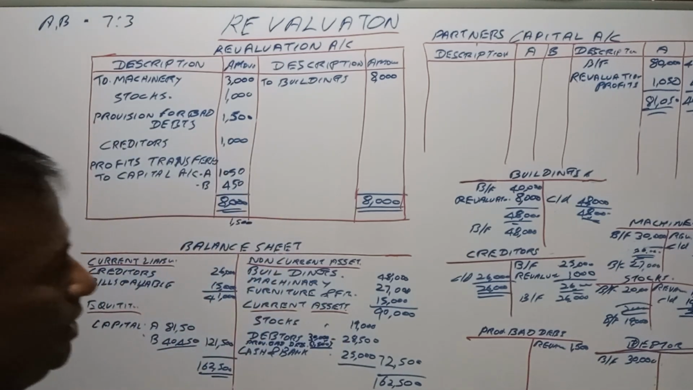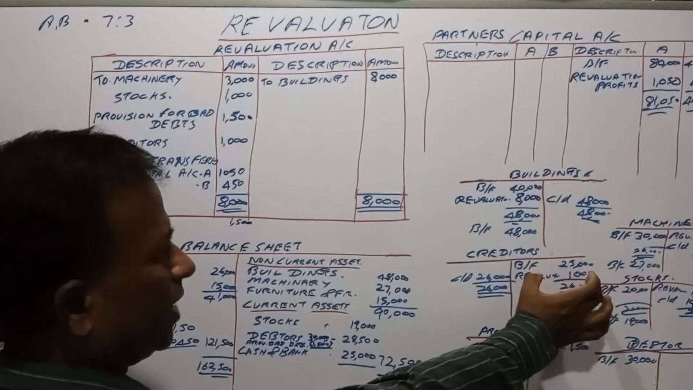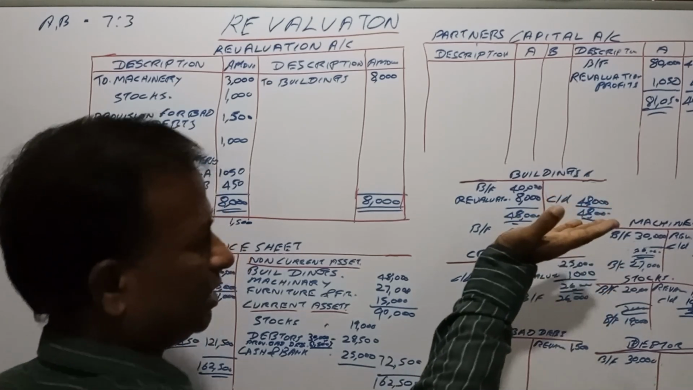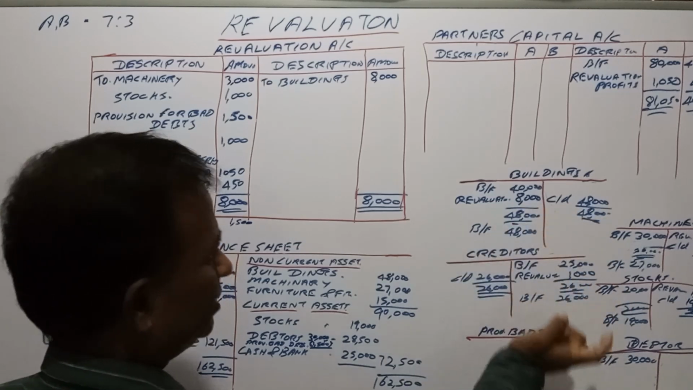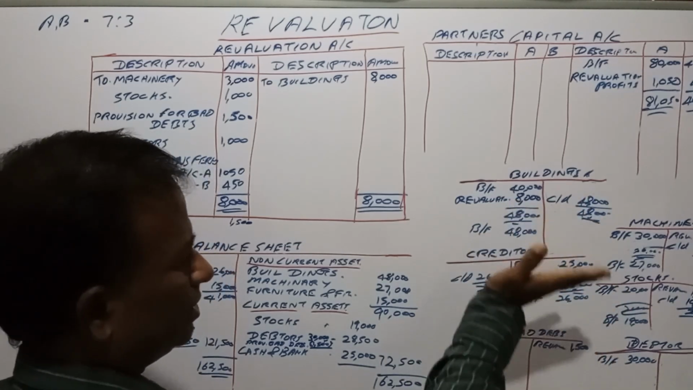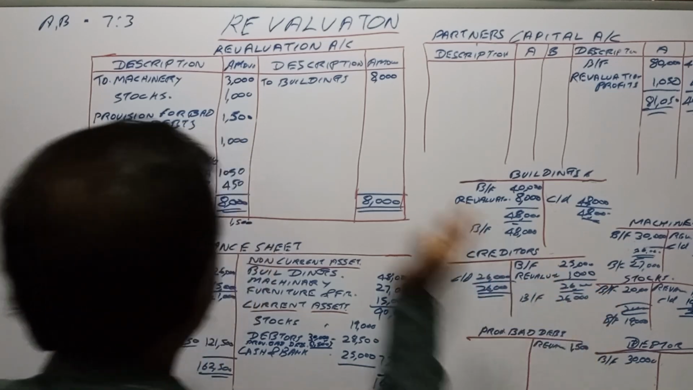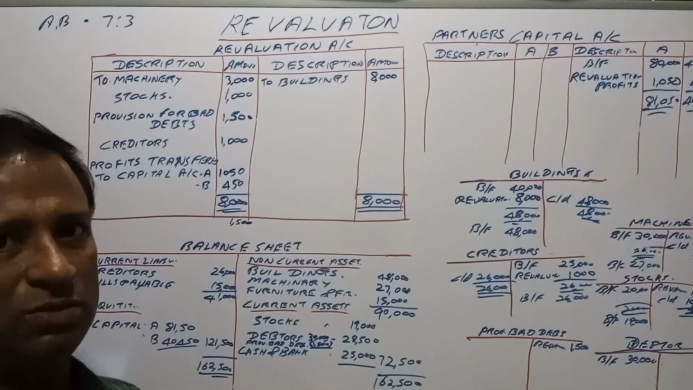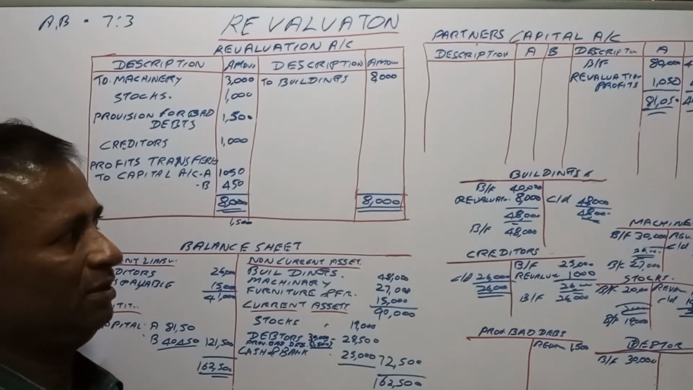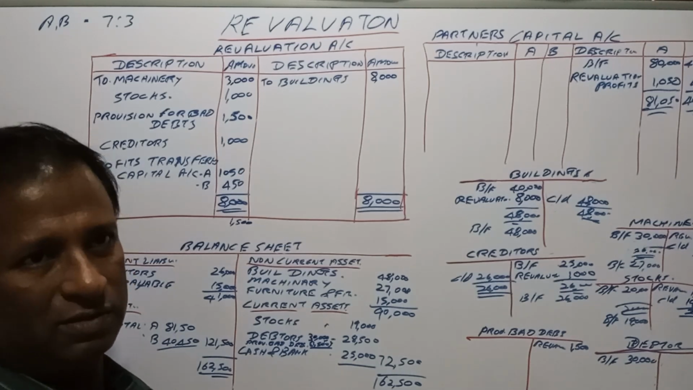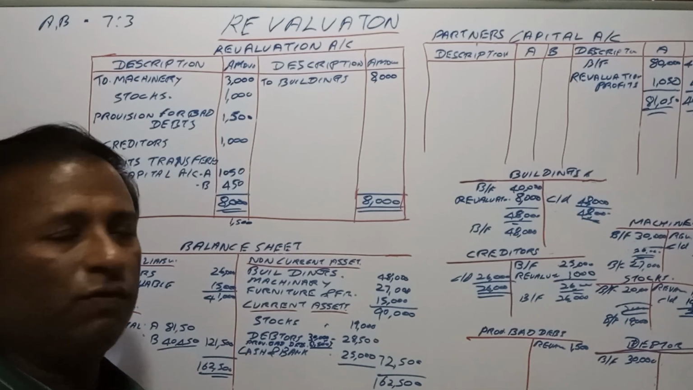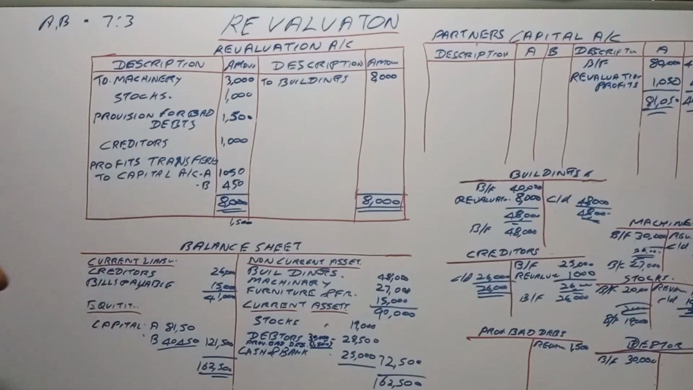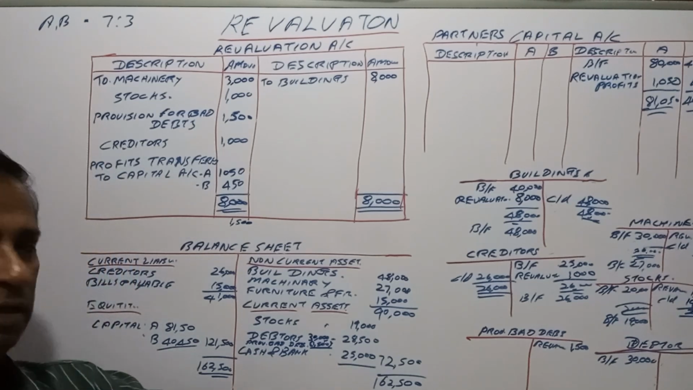Like that, creditors also. The value of the creditors increases by 1,000. So there is an increase in the creditors, 26,000. When it increases, the creditors account is credited and the revaluation account debited. You must be familiar with the double entry, right? Here only the format of accounts is different. Okay. So I hope you have understood this question.